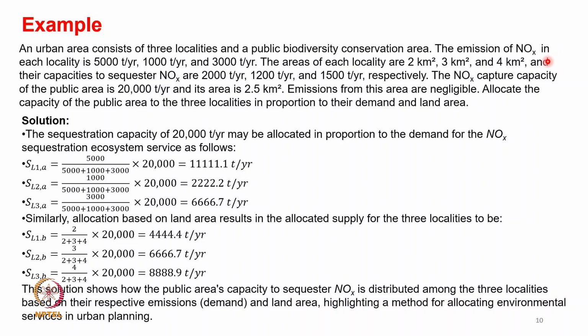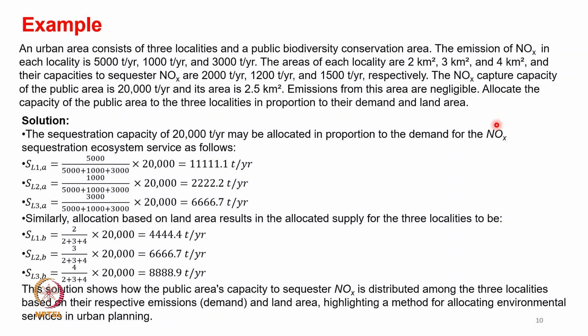So look at this particular problem. An urban area consists of three localities and a public biodiversity conservation area. The emission of NOx in each locality is 50,000 tons per year, 5,000 tons per year, 1,000 tons per year, and 3,000 tons per year. The areas of each locality are 2 square kilometers, 3 square kilometers, 4 square kilometers, and their capacities to sequester NOx are 2000 tons per year, 1200 tons per year, and 1500 tons per year, respectively. Then the NOx capture capacity of the public area is 20,000 tons per year, and its area is 2.5 square kilometers. The emissions from this area are negligible, so allocate the capacity of the public area to the three localities in proportion to the demand in the local area.